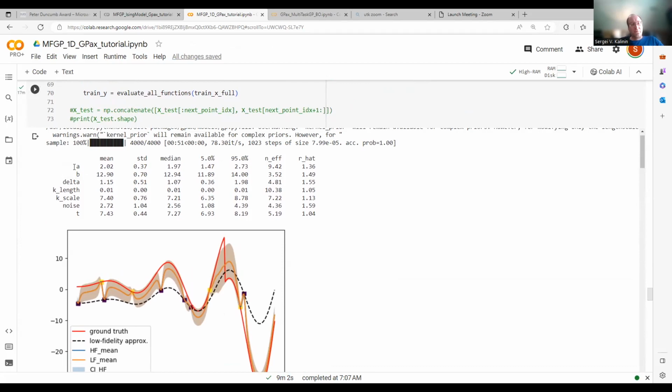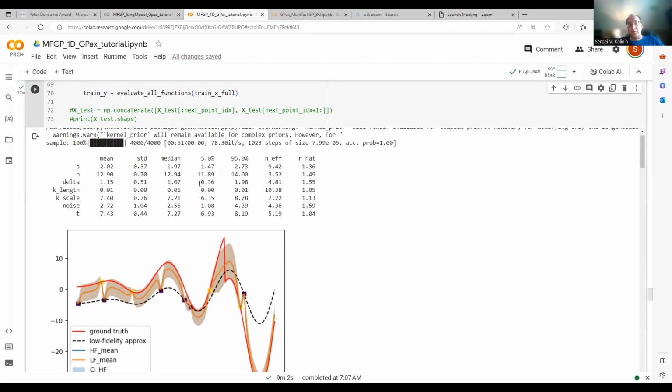In this case, of course, we have the parameters of the function, including a, b, and t. t is the position of the jump. We have delta, which tells us the relationship between the low fidelity and high fidelity space. Remember that our low fidelity function does not have this mean function. It's purely data driven. High fidelity actually has the structure.